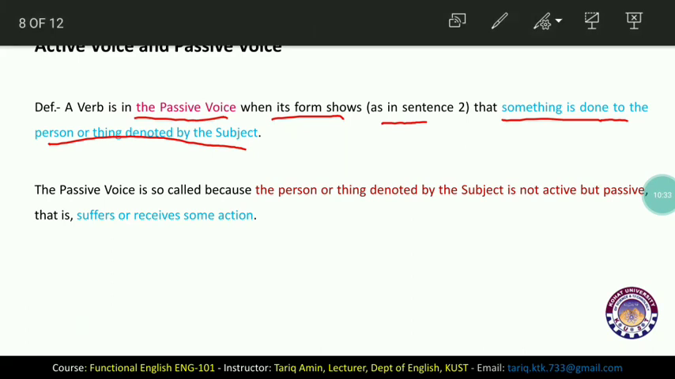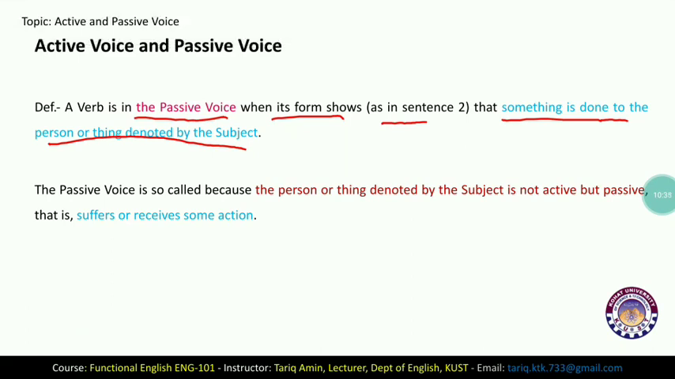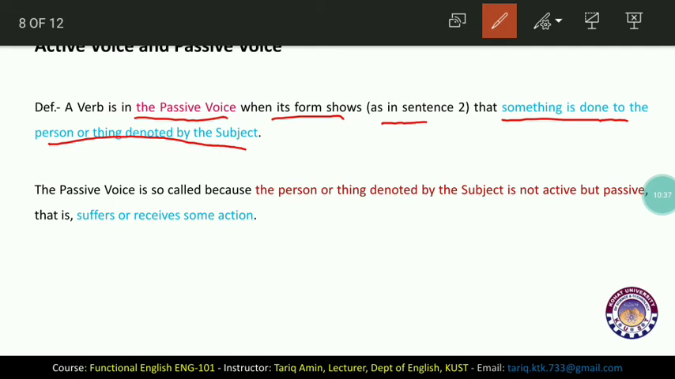The passive voice is so called because the person or thing denoted by the subject is not active but passive. That is, it suffers or receives some action.